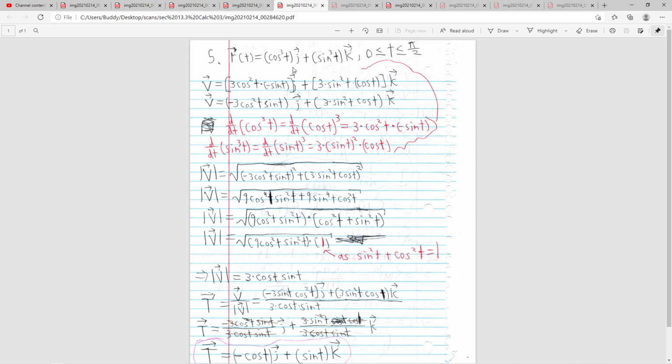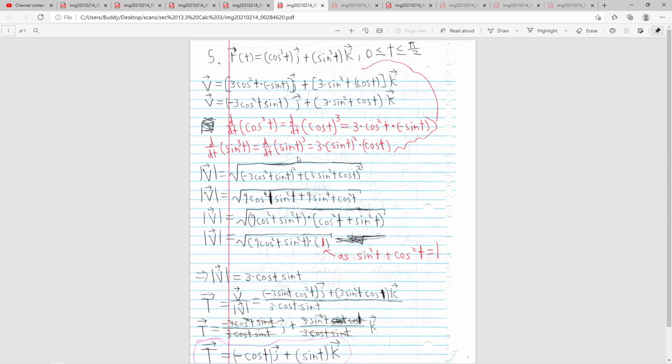r(t) equals cosine cubed t j plus sine cubed t k, between 0 and pi halves. So the vector v is equal to... we're basically having to do the chain rule, because you have cosine cubed t. The derivative of cosine t all to the cube power, using the chain rule, we drop that down and it's 3 times cosine squared t times negative sine t, as shown here.